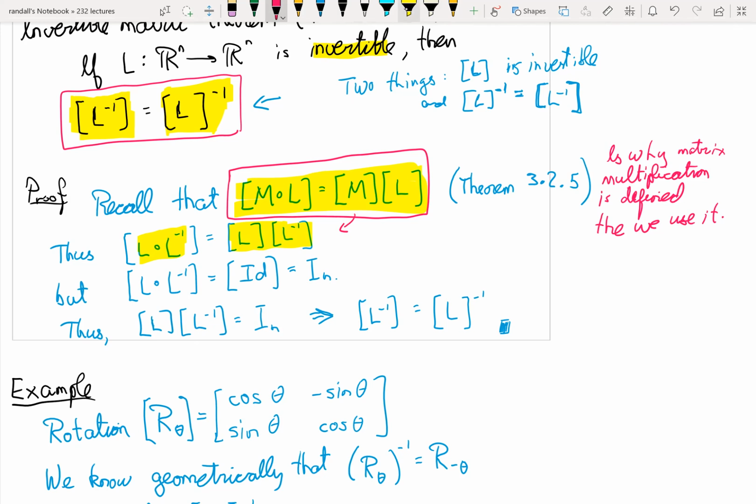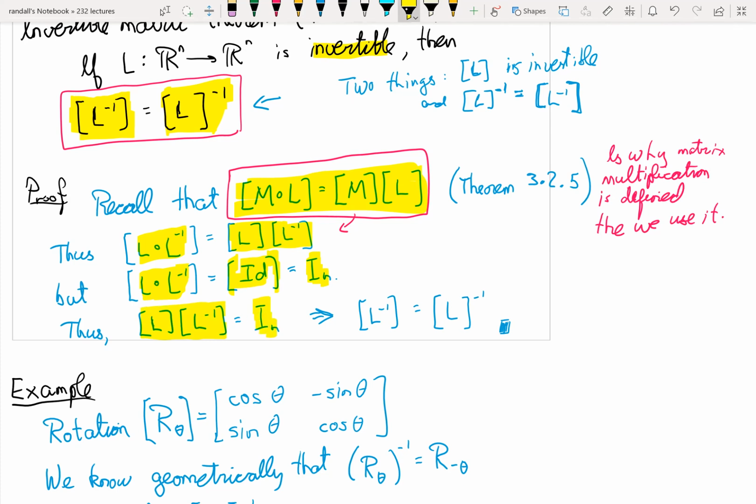Okay, but I also know that because I'm composing L with this particular linear transformation, which is the inverse of itself, the composition is actually the identity function. And I know the standard matrix of that linear transformation, it's the identity matrix. So when I plug these two equations together, I see that the product of the standard matrix of L and the standard matrix of L inverse is the identity.